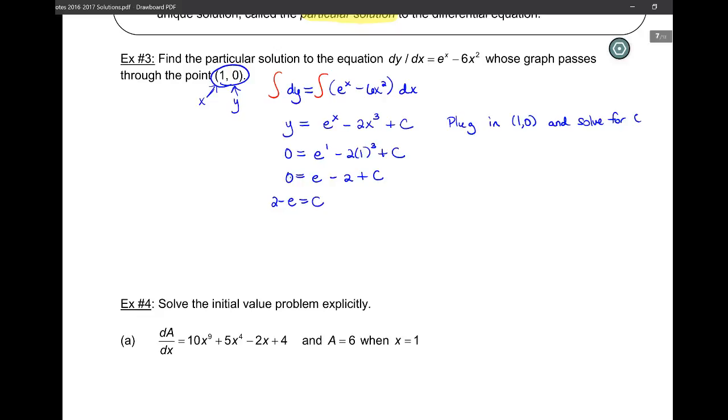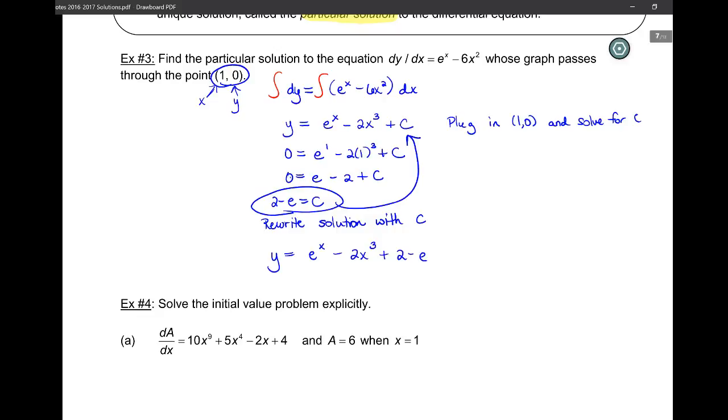Okay, and then finally, we want to rewrite our solution with c. So in other words, I'm going to take this and plug it in here. So I have y equals e to the x minus 2x cubed plus 2 minus e, which was our c.